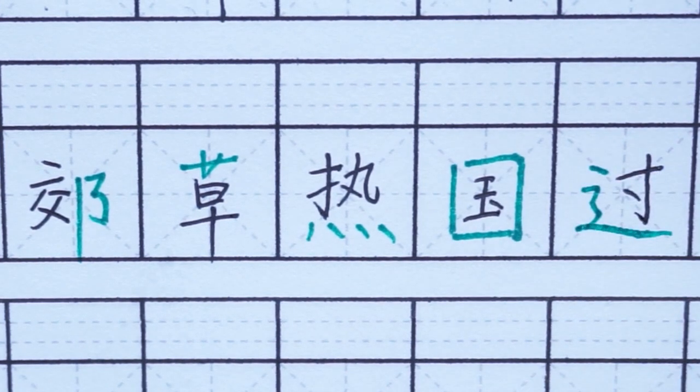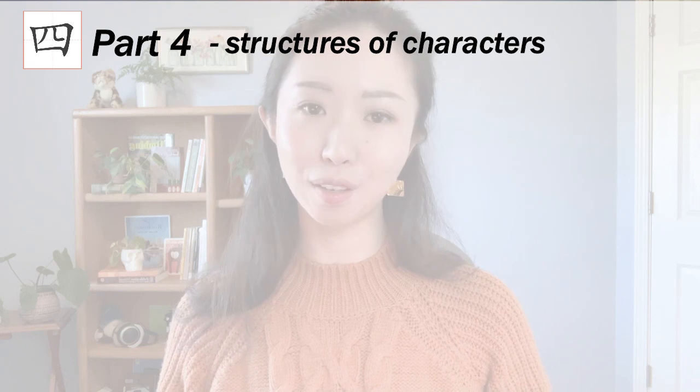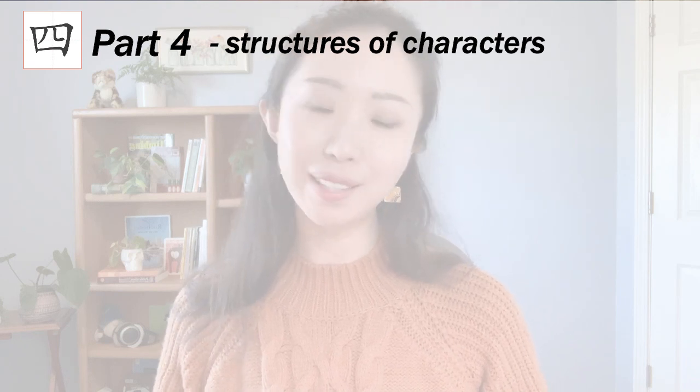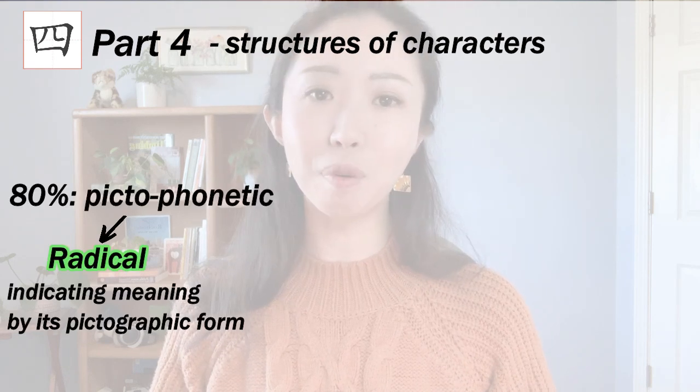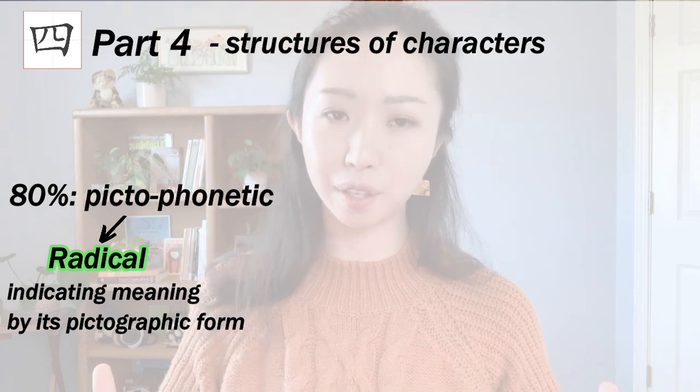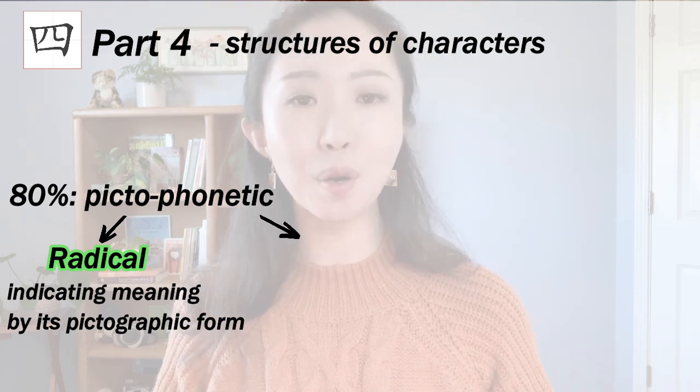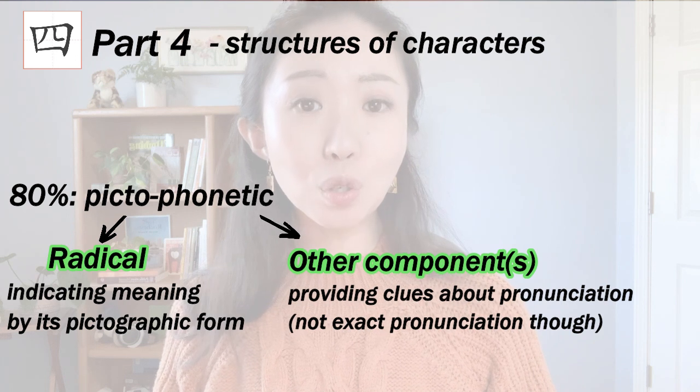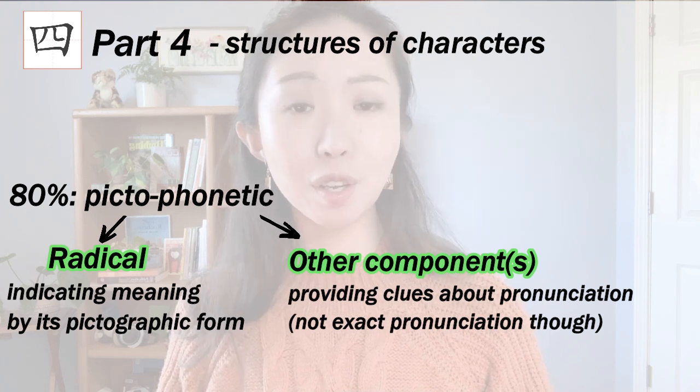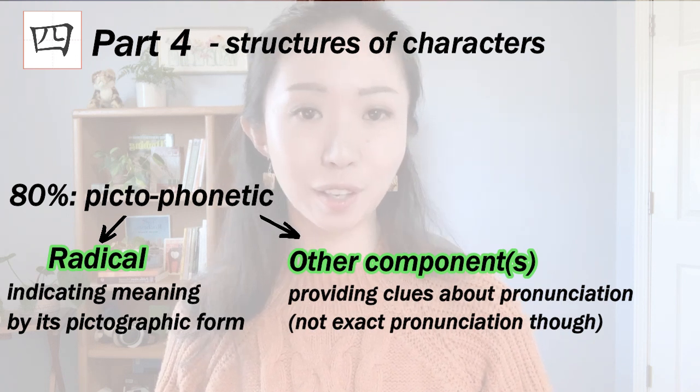And there are about 200 common Chinese radicals. We'll learn one by one in the future. The radical usually provides the broad meaning of the character. What does the other component do? The other component usually provides the information of the pronunciation of the character.